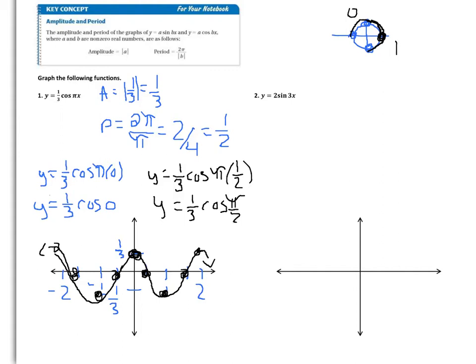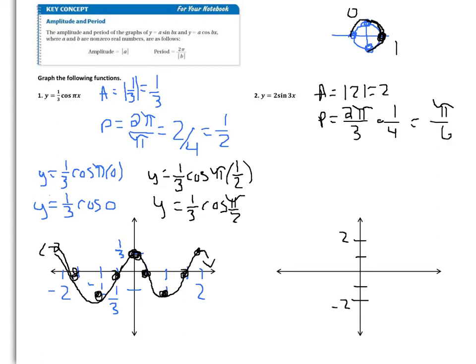So the sine function, again, find the amplitude. The absolute value of 2 is 2. So that means -2, +2. The period, 2 pi divided by 3. Got to divide that by 4, so times it by 1/4 to get our scale. So we want our scale to be pi over 6.